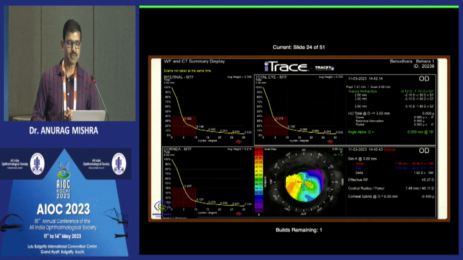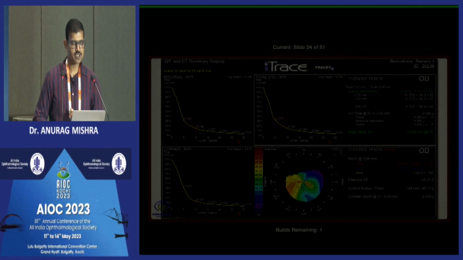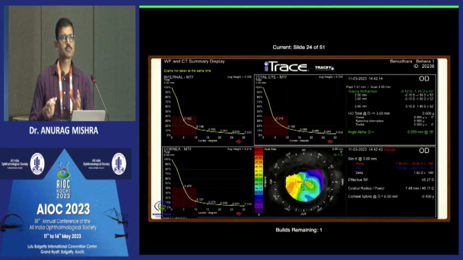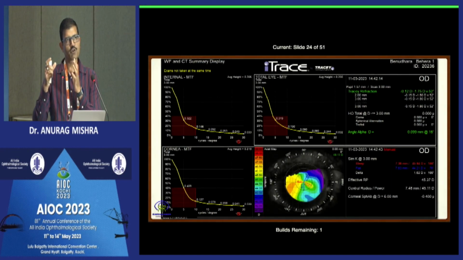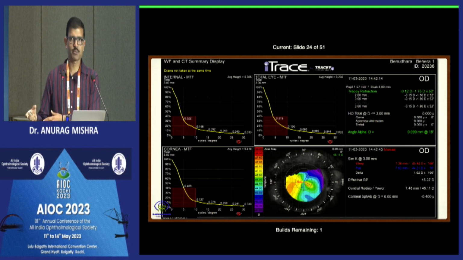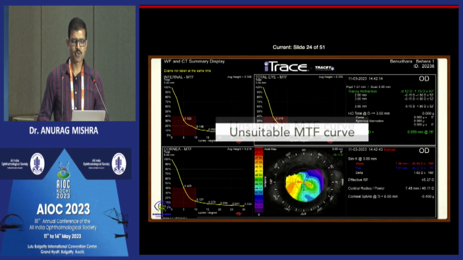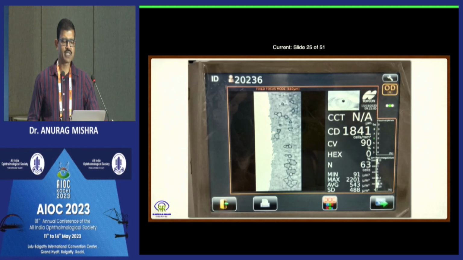But if the MTF falls below that line and shades somewhere in this square, then this patient does not qualify because the contrast sensitivity is already reduced from the cornea. You don't want to reduce it further by putting in an ATIOL. So this is an unsuitable MTF curve.